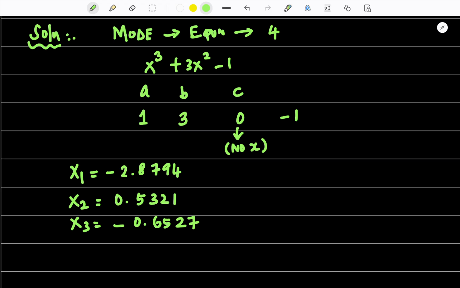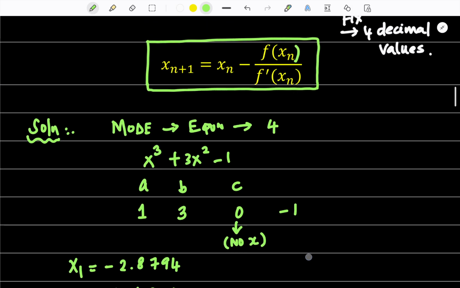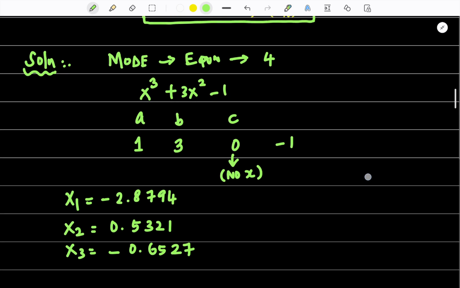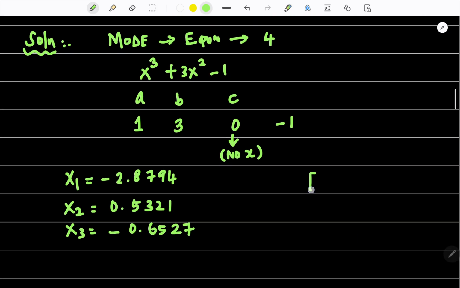Right, so which root will come in the final answer, Dr. Zahir? Yes, let me tell you one thing. Before going to that, just look at the interval minus 3 comma minus 2. Minus 3 comma minus 2 is the interval, which is very clearly given. Minus 3 comma what? Minus 2. Right. So teacher, you should write 2 comma minus 2 comma minus 3. No, in the negative side, this number will come first. Okay, right. So minus 3 comma minus 2, the interval is given, right? So most probably our answer will be this one, right?